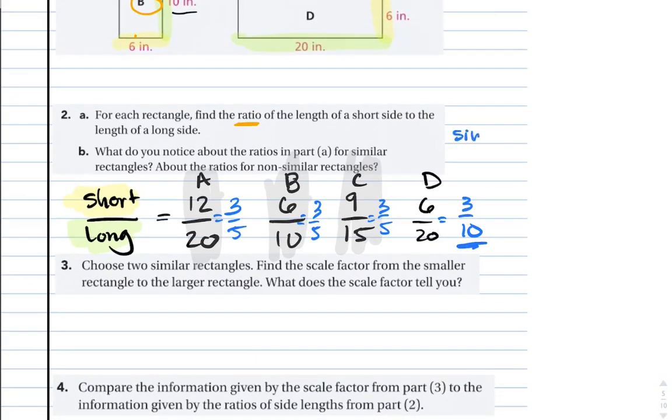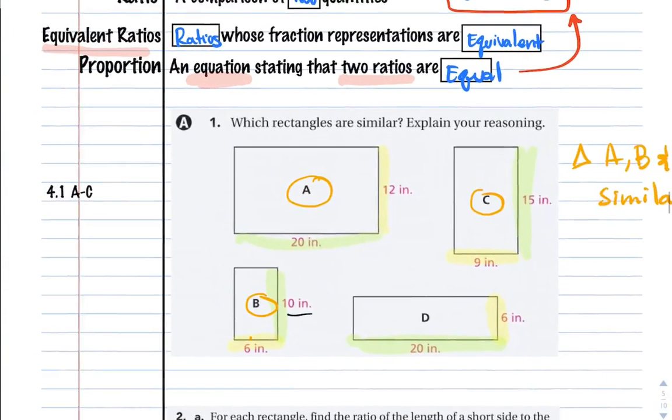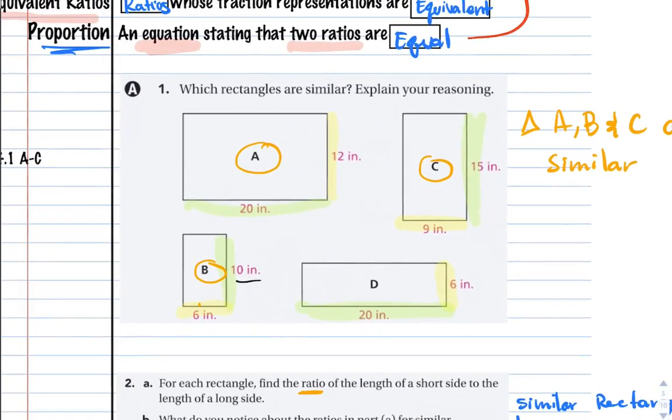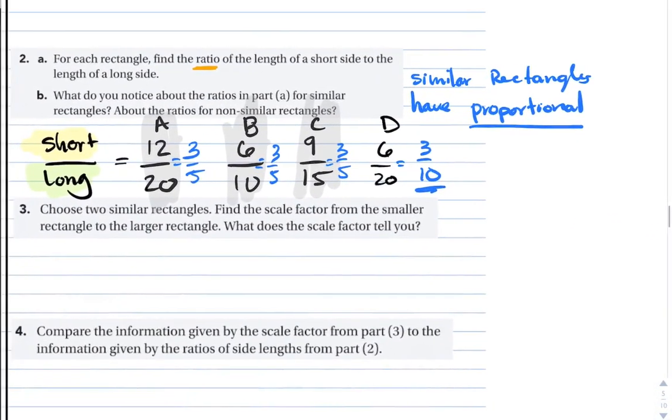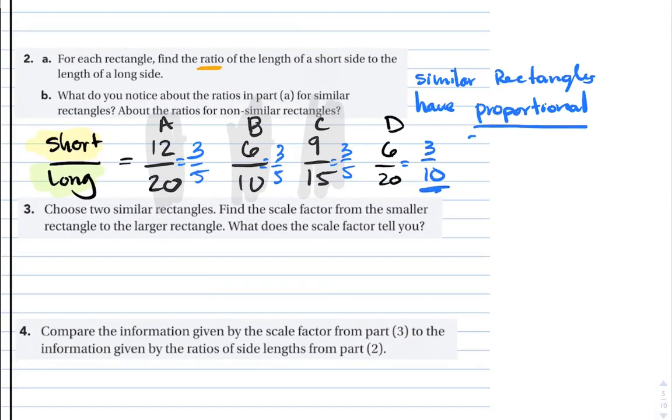So, what do you notice about the ratios for part A about similar rectangles? Okay, so similar rectangles have proportional side lengths. Okay, there's that word that we use, proportional, which means that their ratios are equal. Good. Very important to know that the side lengths are proportional. That works specifically for rectangles.